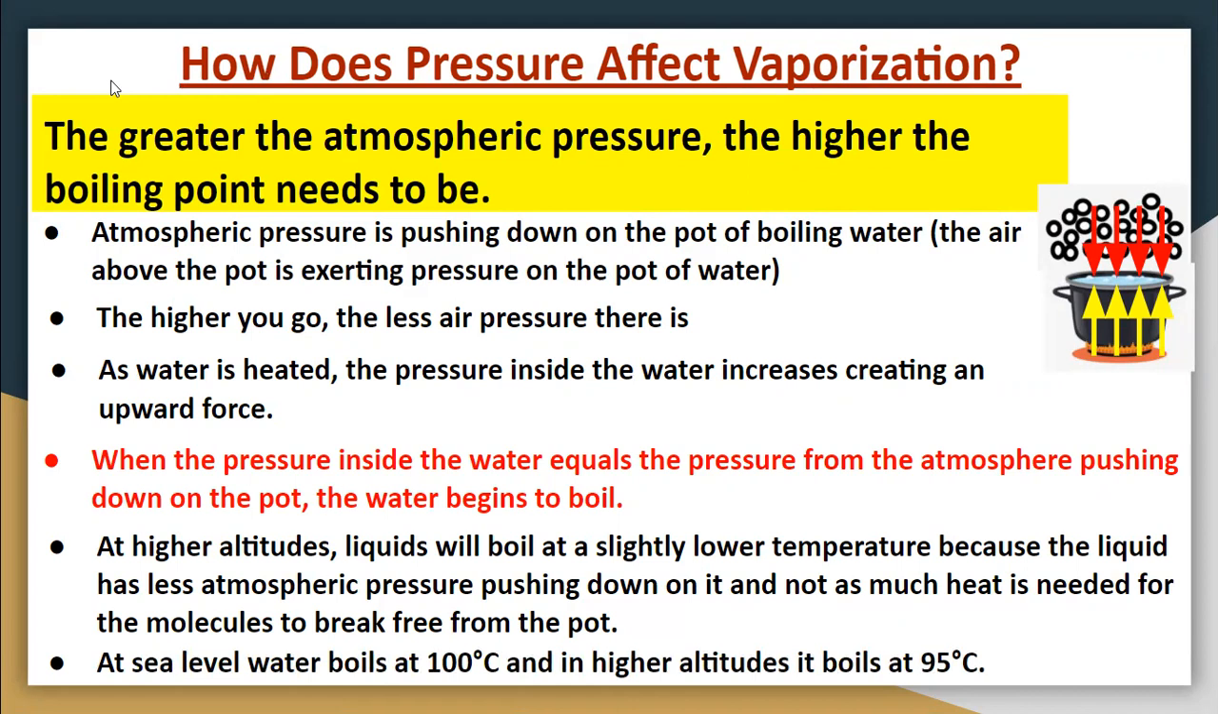At sea level, water boils at 100 degrees Celsius. And in higher altitudes, it boils at only 95 degrees Celsius. So just a slight difference, but it will boil quicker with a lower temperature higher up. So if you live in the mountains, you don't have to boil your water as long.